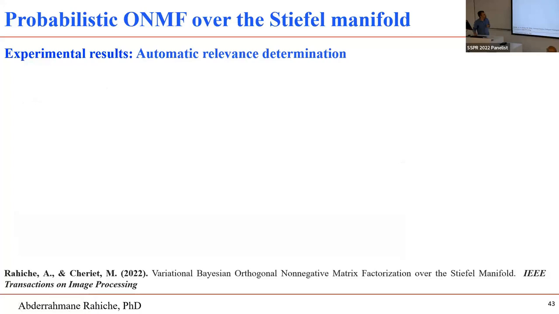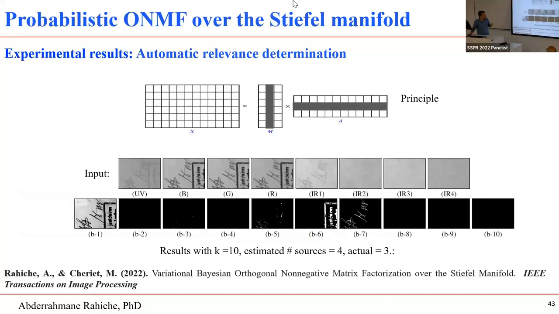So, as an experiment, the automatic rank determination helps us estimate the number of sources from a given input. The principle is that ARD turns off the corresponding rows or columns that do not contribute to the model.